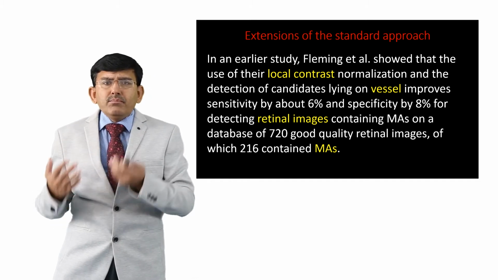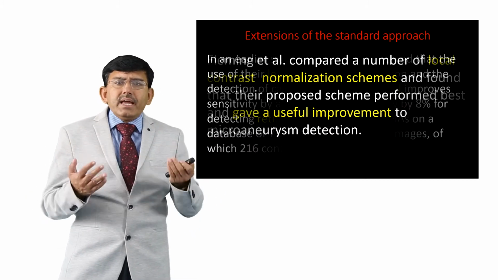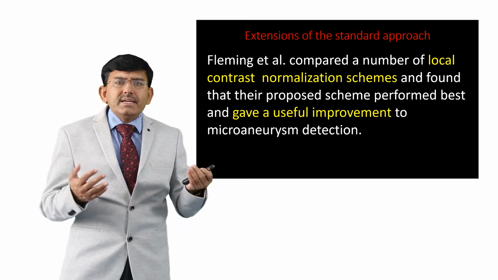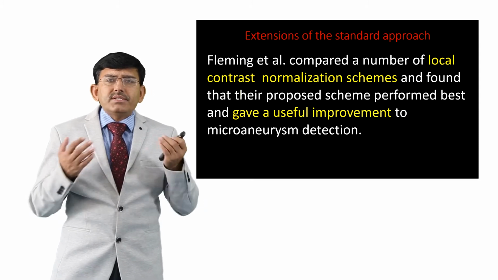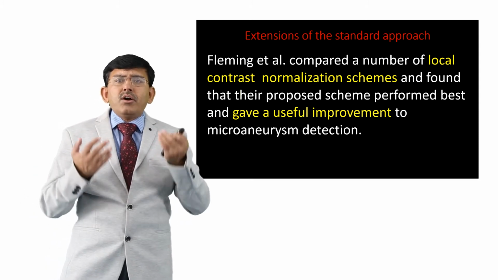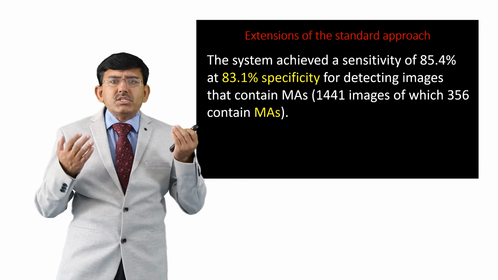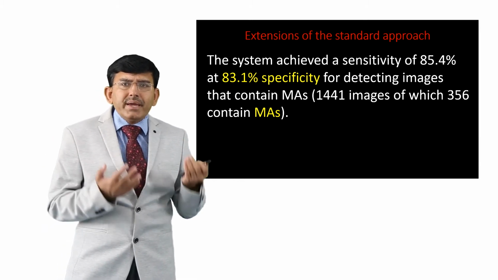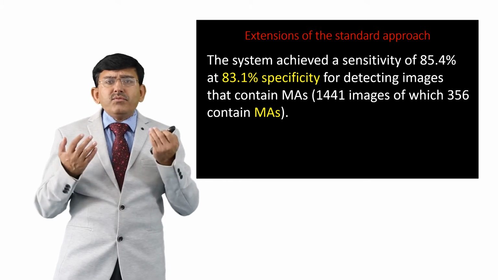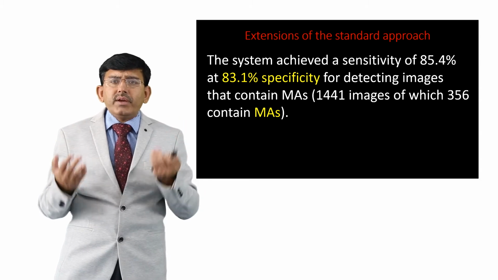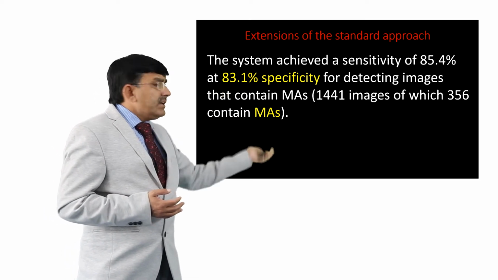Fleming compared a number of local contrast normalization schemes and found that their proposed scheme performed best and gave a useful improvement in detecting microaneurysms. The system achieved a sensitivity of 85.4% at 83.1% specificity for detecting images that contain microaneurysms, out of 1441 images, of which 356 contained microaneurysm lesions.